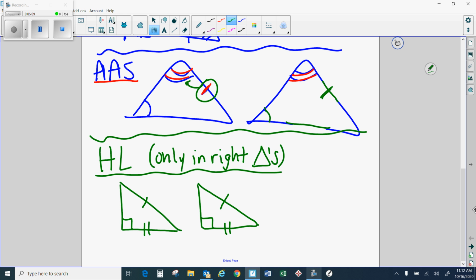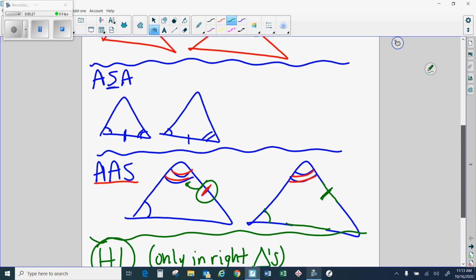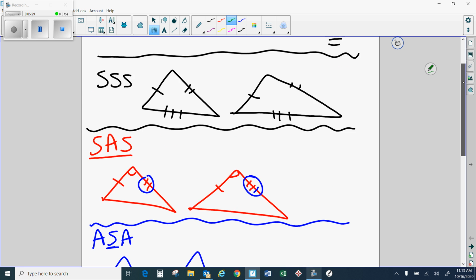So if you notice on all five of these, they all have three corresponding pieces that are congruent. So even though you only see the two letters of HL, hypotenuse leg, don't forget you've got the right angle that must be in both of them. So that's really three pieces there. And of course, it's easy to see that there's three pieces in the other ones because they have three letters for each of those.